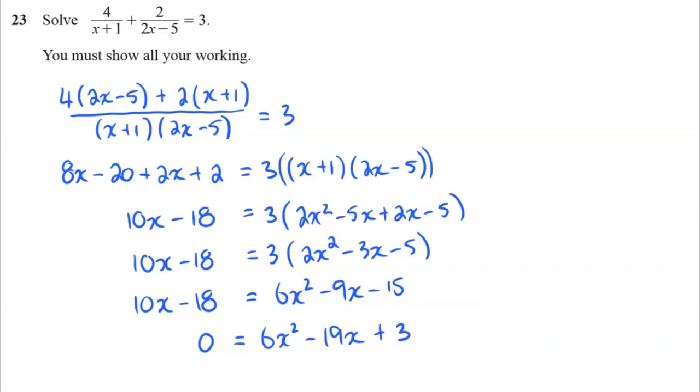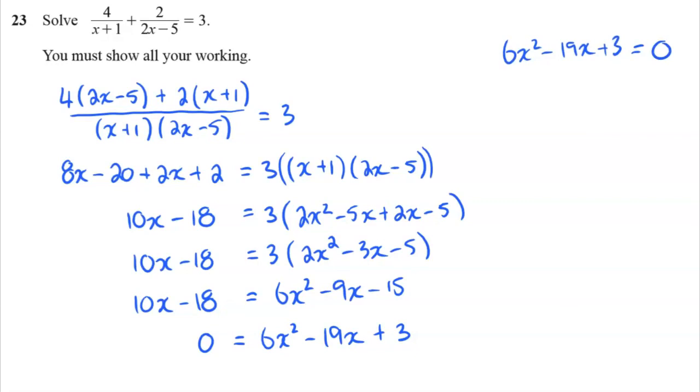All right, we have a quadratic to solve, and maybe I can do another column so that it can just all stay on the screen. Yeah, let's move up to the top. We're trying to solve this quadratic, which we can't make any simpler than this. We have 6x squared minus 19x plus 3 equals 0.